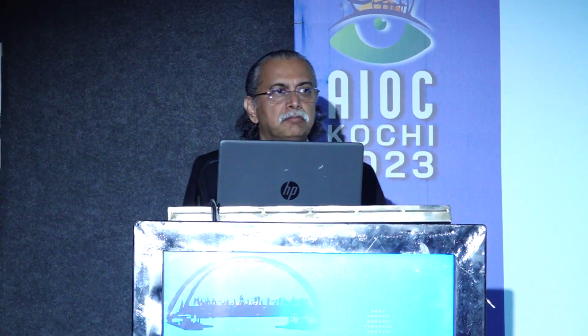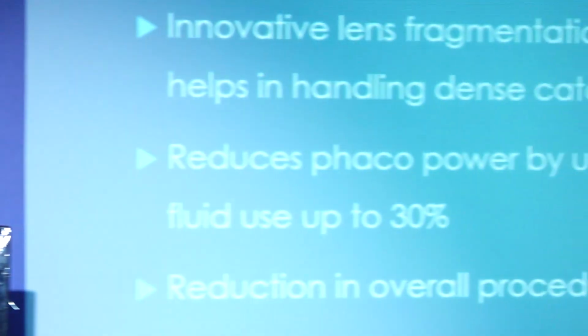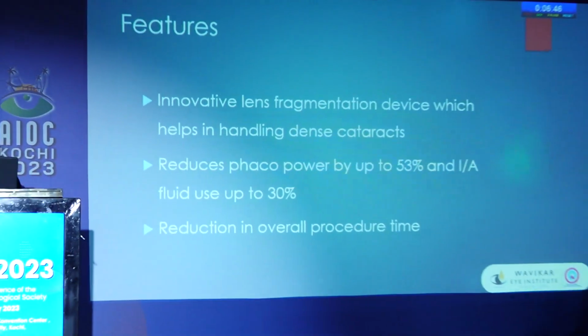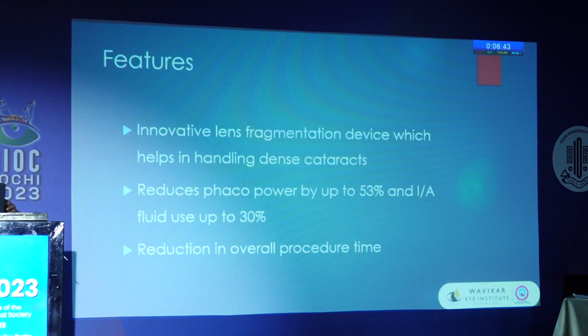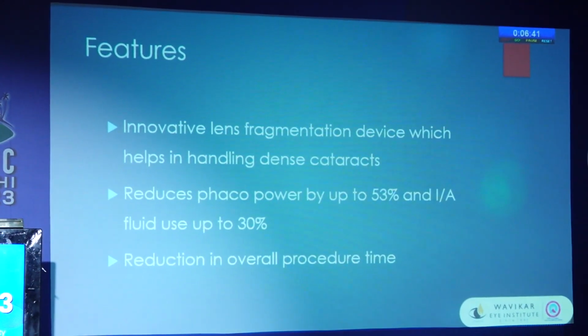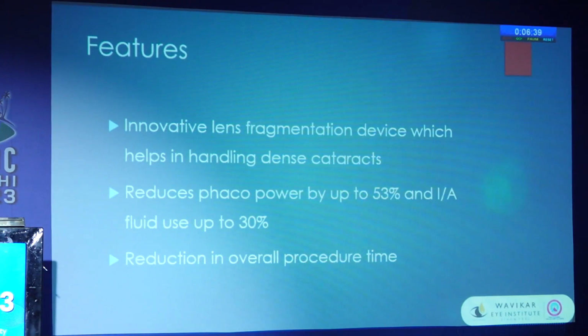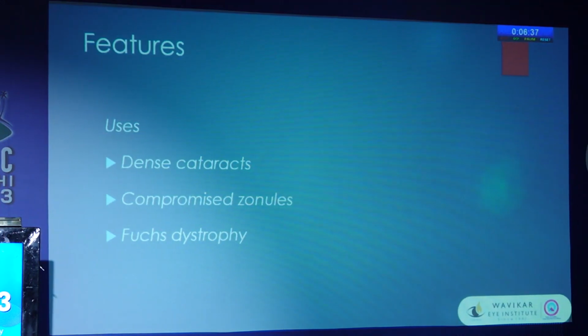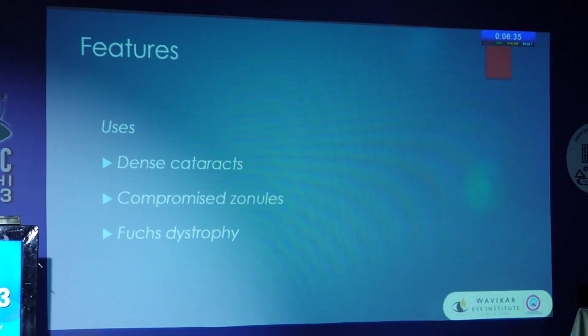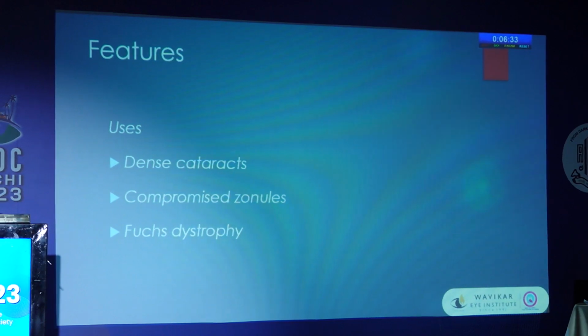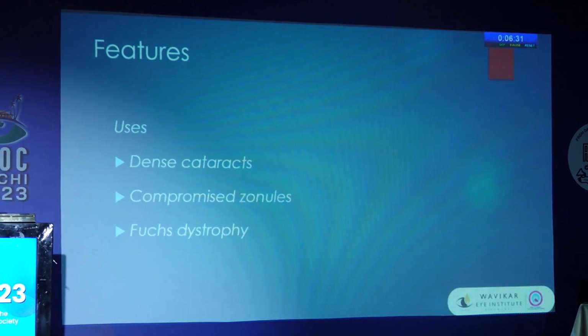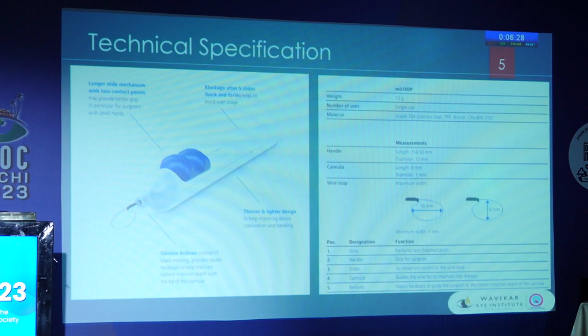So it is a tool by which we can do the chopping before we start the phaco, and it reduces the phaco power by around 30%, and also there is a reduction in the overall phaco time, the procedure time. So it can be used in dense cataracts, compromised zonules, and Fuchs dystrophy, where we require some adjuvant for phaco. It is a single-use nitinol loop.